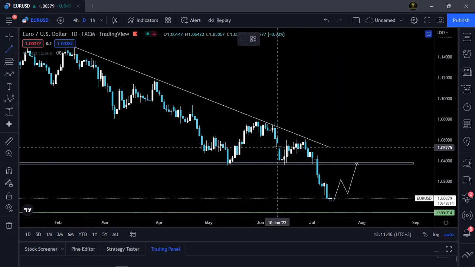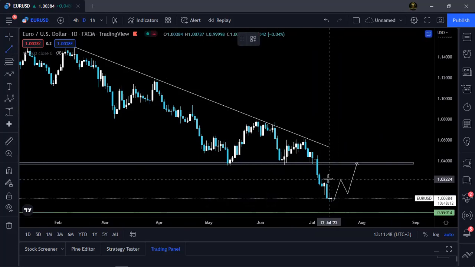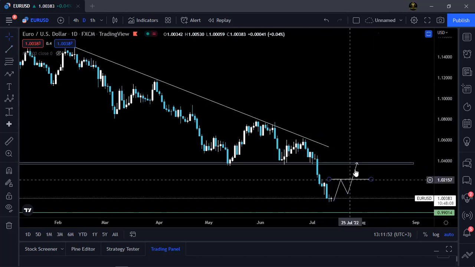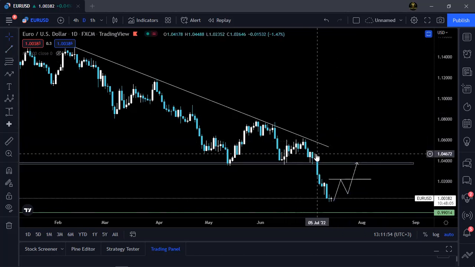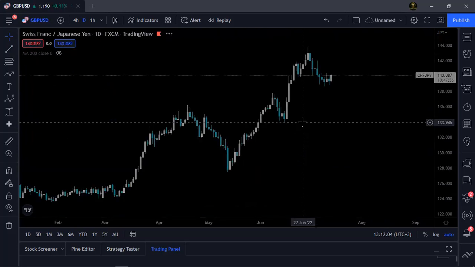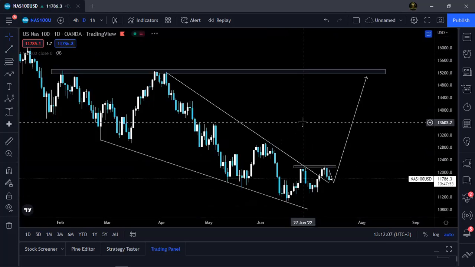So if it creates something like this, and then creates another high, and then the prices break above it, then I'll be looking for bullish opportunities. But until prices do something like this, guys, I'm still bearish biased, and that's my view. That's my bias. I'm bearish biased in Eurusd. So let's check out Nas100.